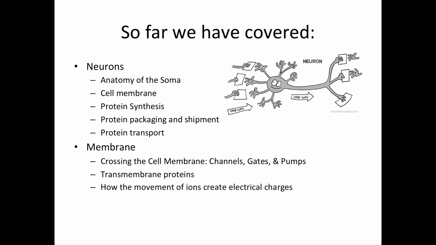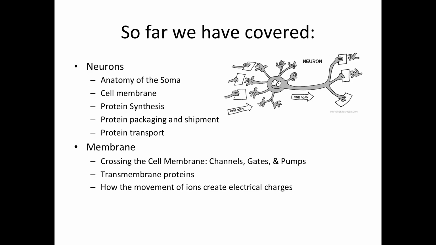So we have covered a lot of biology of the neurons. We talked about the anatomy of the soma, cell membranes, protein synthesis, protein packaging and shipment, transport, and then we covered some little details about the membrane. So how we use proteins in the membrane as channels, gates, and pumps for molecules and ions to go from one side to the other side of our membrane. And then we also talked about how the movement of ions create electrical charges.